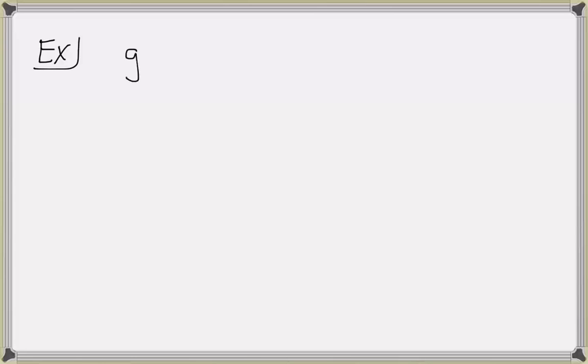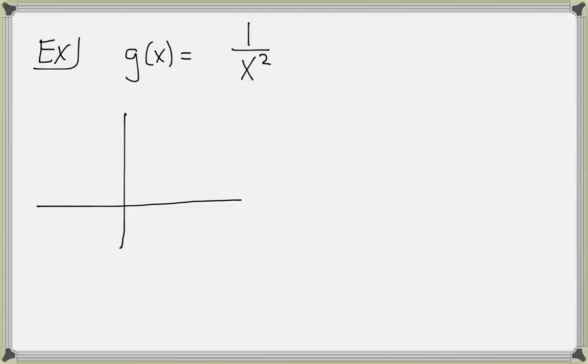Consider the function g of x equals 1 over x squared. So this function is not defined at x equals 0. In the graph of this function, it looks like it has a vertical asymptote at x equals 0. So at x equals 0, the function goes straight up. From both sides, the function goes straight up. The values get arbitrarily large as x gets closer and closer to 0.